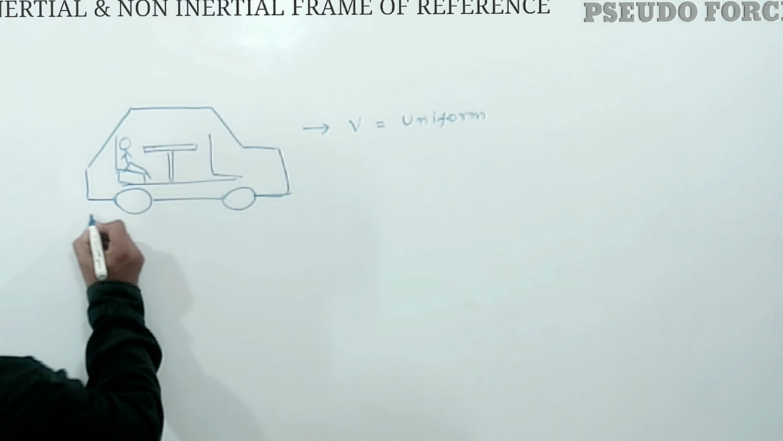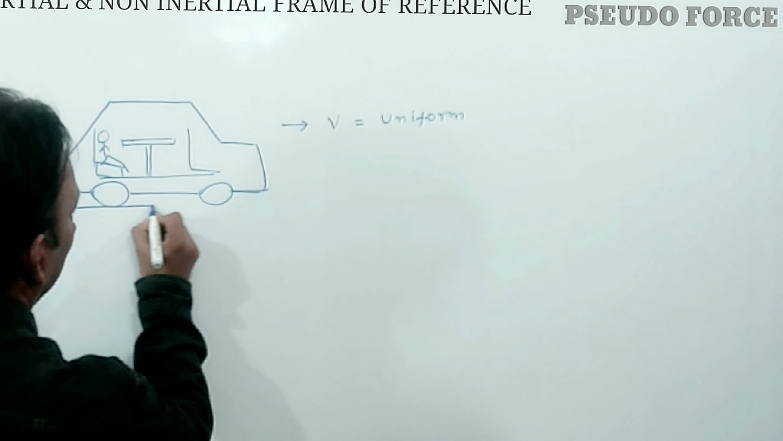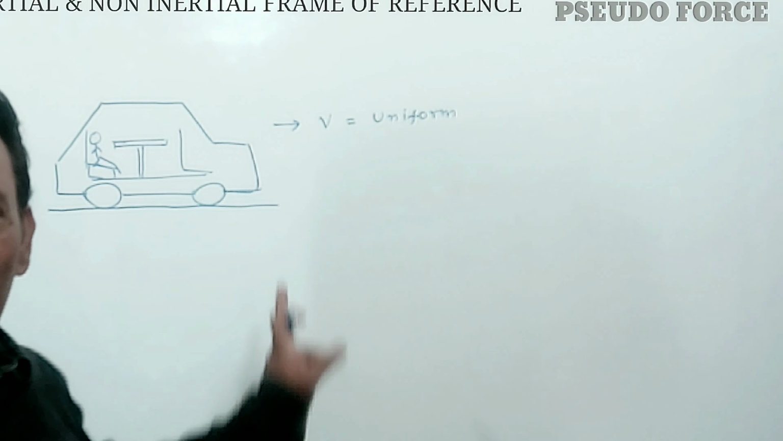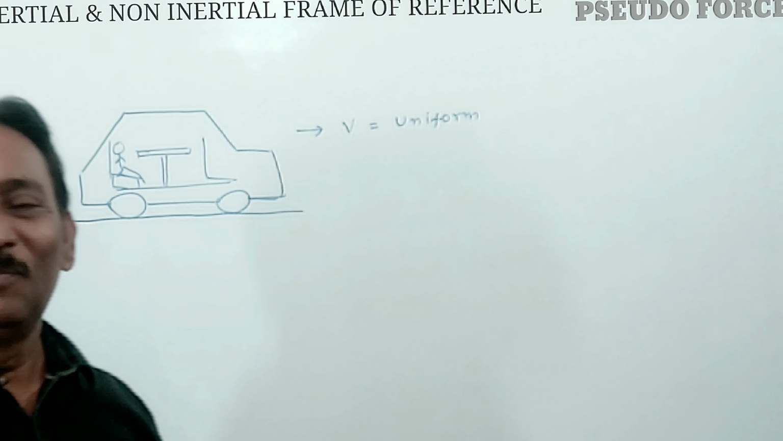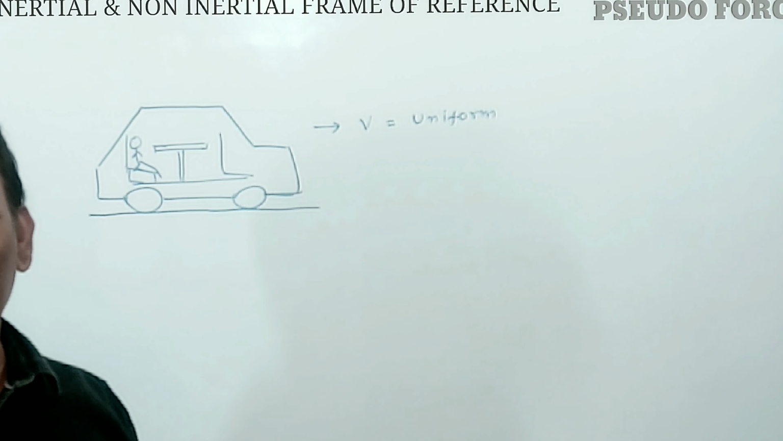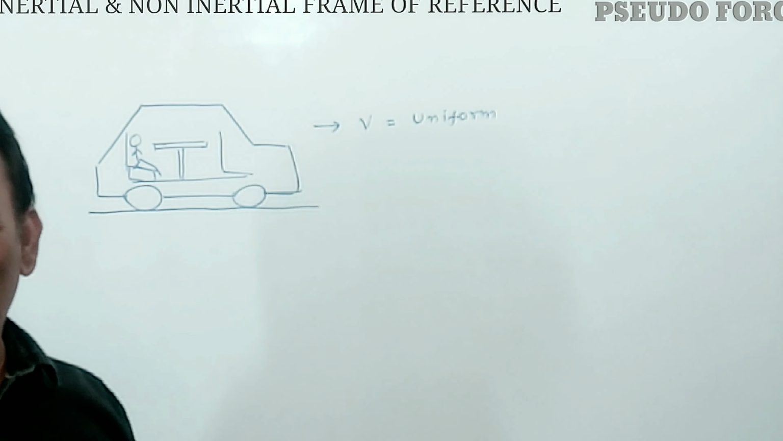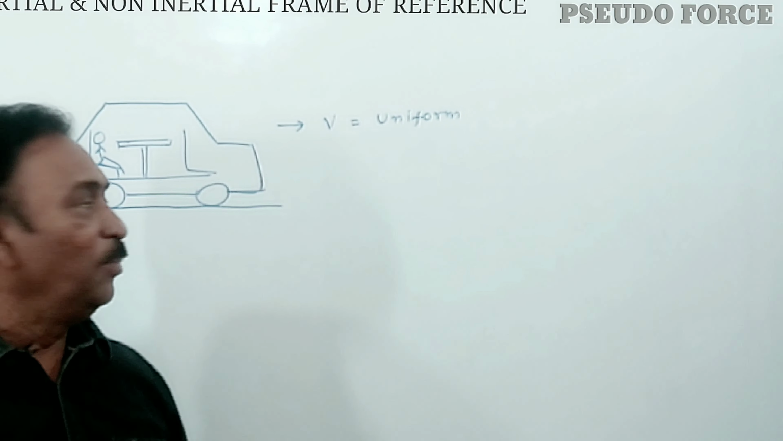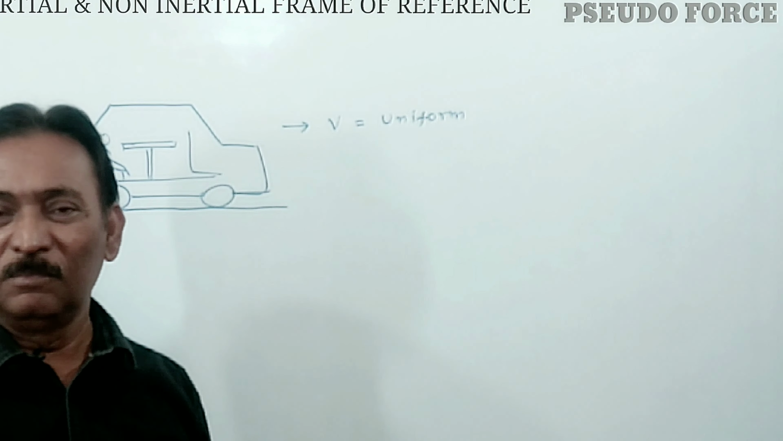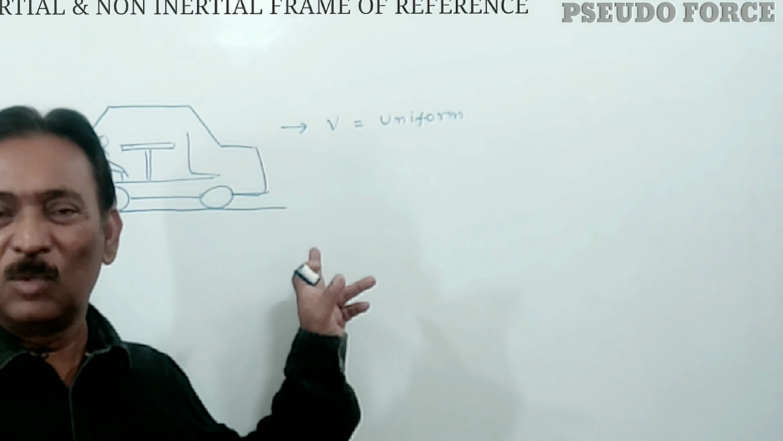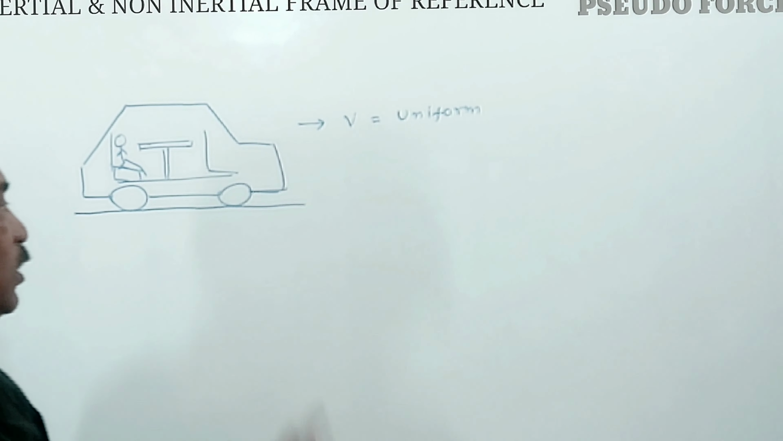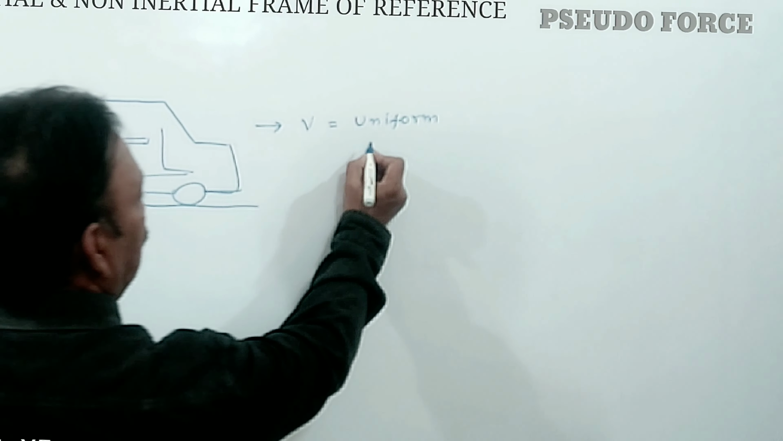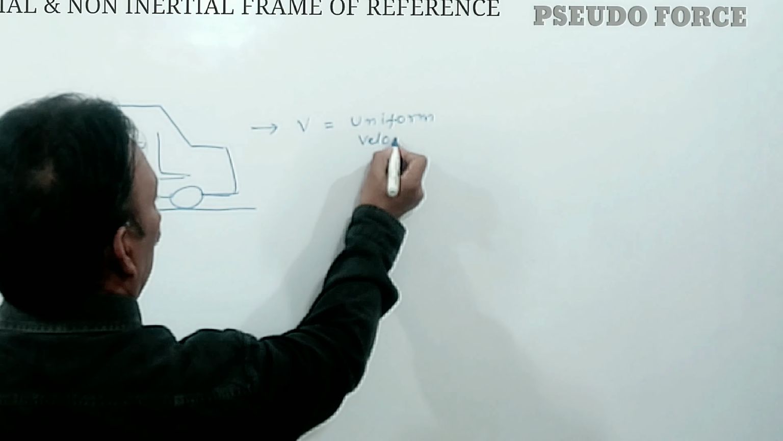Obviously, if it is moving with uniform velocity, then we can say the frame is an inertial frame. I told you, an inertial frame is the frame in which Newton's laws are valid. Means it is non-accelerated motion. It is the example for non-accelerated motion, and the body is moving with uniform velocity. Okay, students.